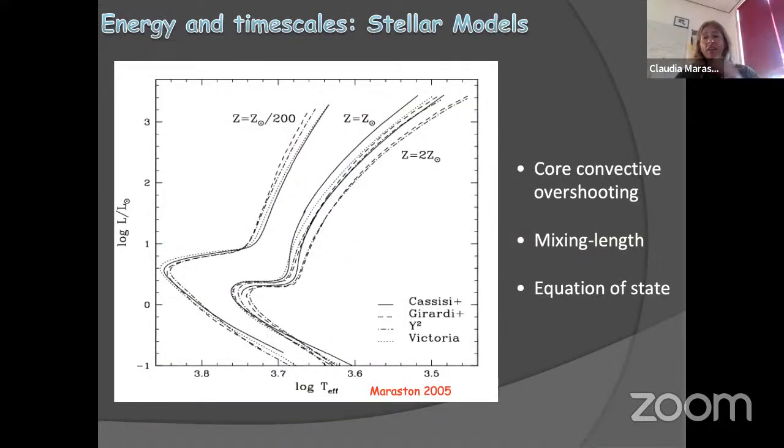So let us briefly go through the main input physics of the models, as I just mentioned. Energy and time scale come from stellar evolutionary tracks, which you see here depicted in a theoretical luminosity versus effective temperature diagram. This is a plot from quite nearly 20 years ago, but it is in fact the same situation as now.